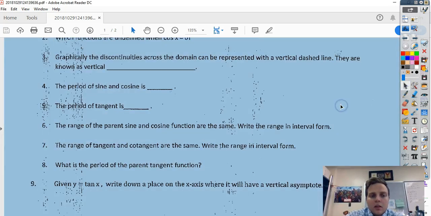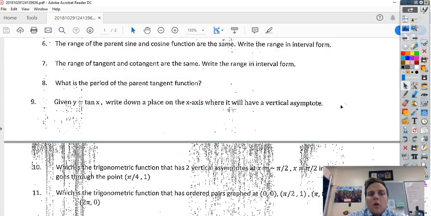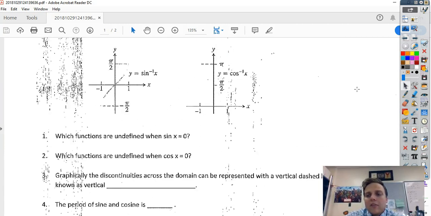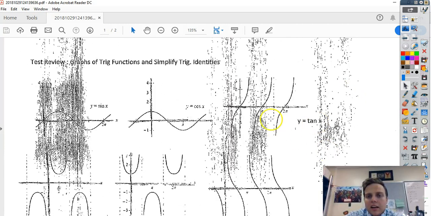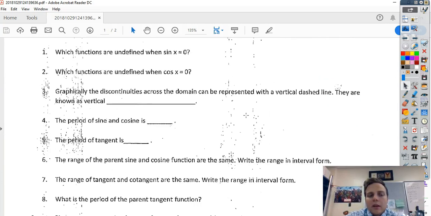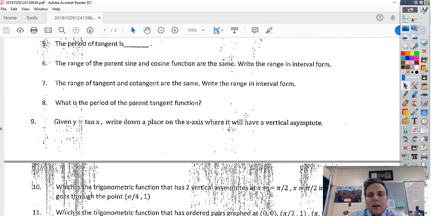Okay. Number 9, given that y equals tan x, right now placed on the x-axis, we'll have a vertical asymptote. Well, hey, we gave you a graph of tangent. It's right here. I clearly have a vertical asymptote right here at 3 pi over 2, or at pi over 2, or at 0. Okay? So I can put any one of those. It does not matter which one you write. I'm going to put 3 pi over 2, but you could put 5 pi over 2, you could put negative pi over 2, you could put pi over 2, you know, all of those are good options. Okay?